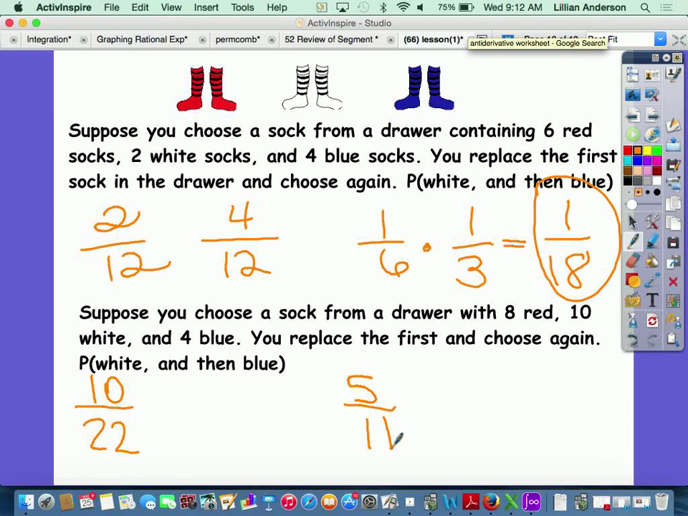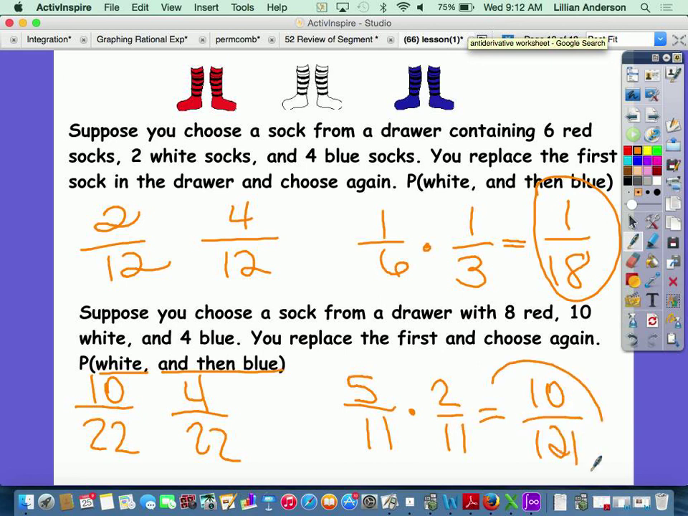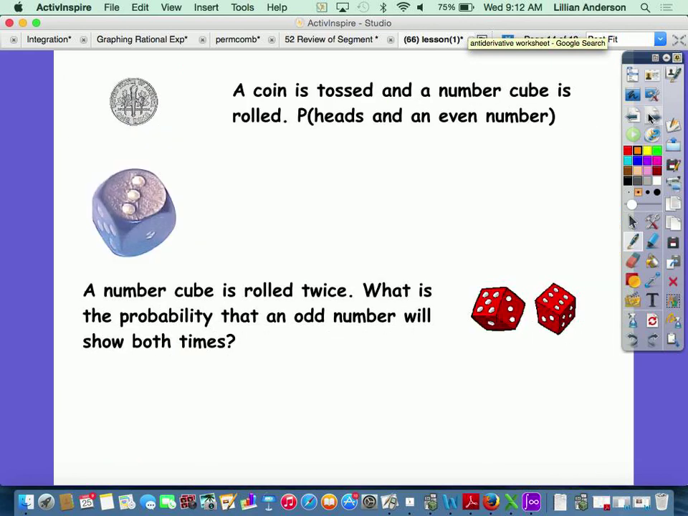And then I choose again and I draw a blue sock. How many blue socks are there? Out of 22, can I reduce that to get what? So what do I do with the probabilities? Multiply them. Then I'll give you the probability of picking a white sock and a blue sock, and that is 10 over 121. If you reduce before you multiply, then you won't be reducing at the end with those bigger numbers. Okay? Let's keep it moving. Couple more.